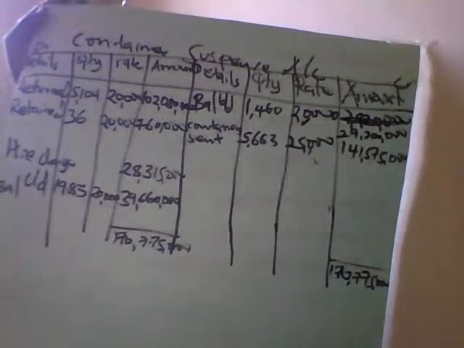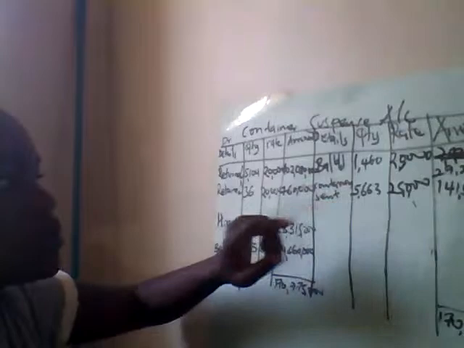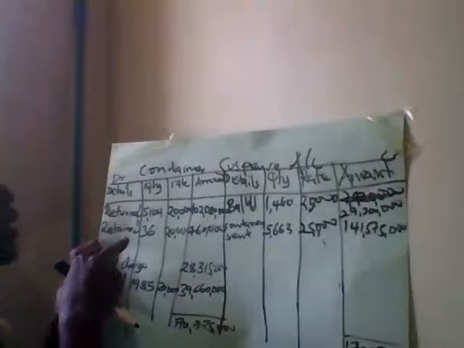Yeah, we only have 5 things in it. This side only has balance brought down and containers sent. Then this side, containers retained, and then containers returned. Then the balance carried down, then you get the hire charge. And that is it. That is all about container accounts.